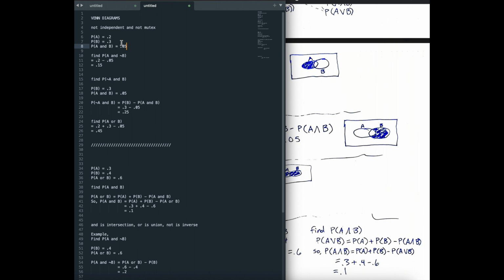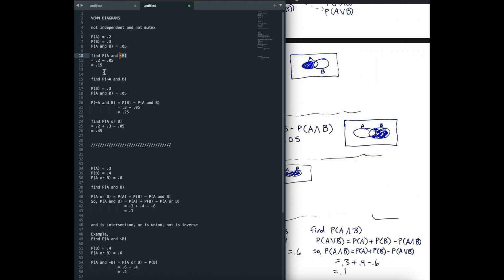Now you notice these are not independent because if they were independent, then 0.2 times 0.3 would equal probability of A and B, but it does not. You'll also notice that they're not mutually exclusive because the probability of A and B would be 0. So they're composite. All right, so first problem is find the probability of A and not B.